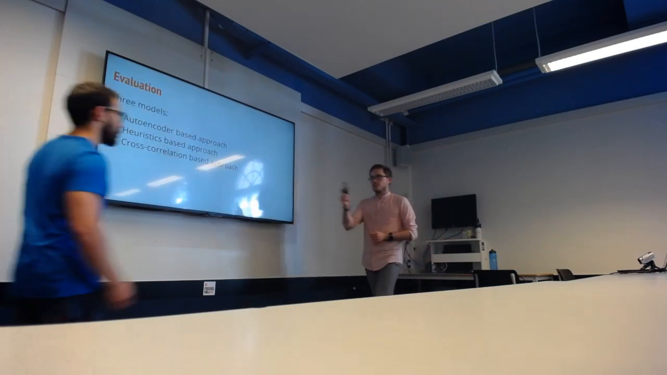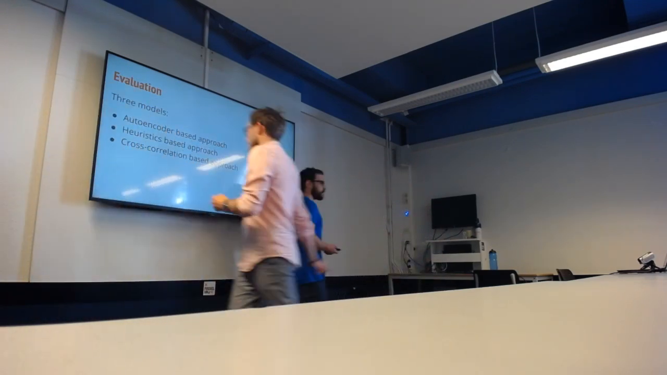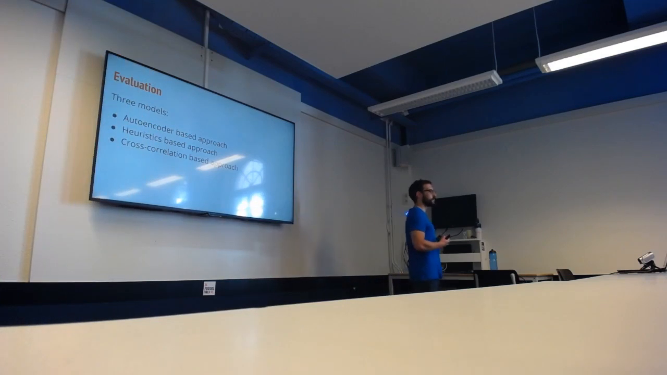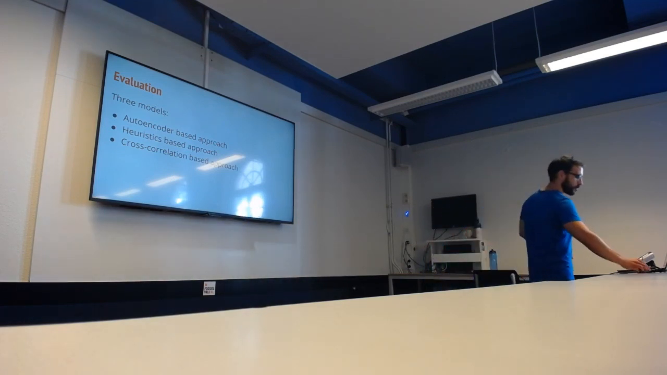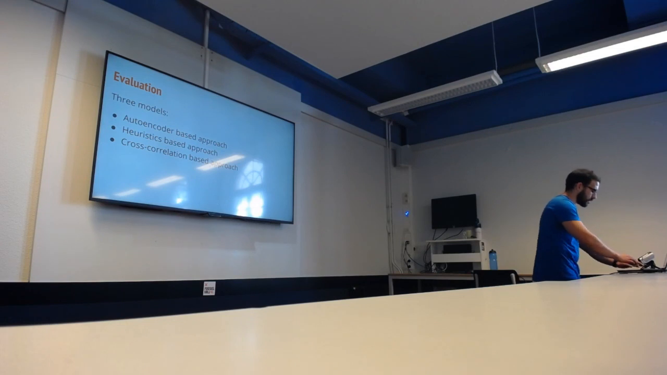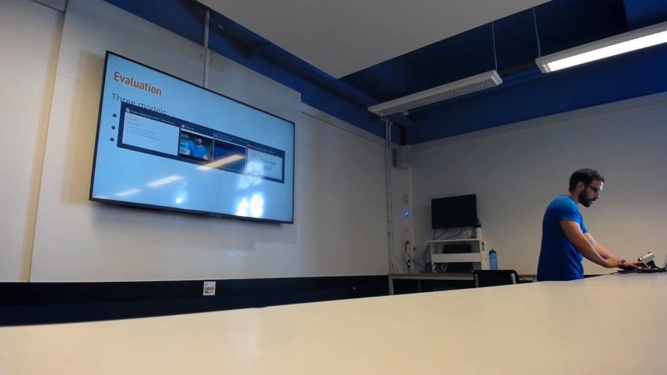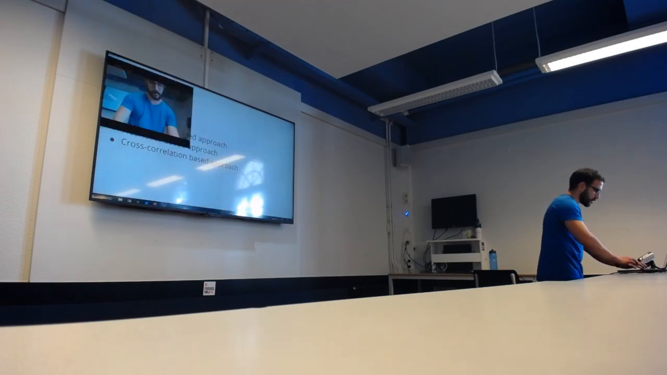That's it for my part. Now we're going to explain the evaluation part of this project among the three models that we have: autoencoder, heuristics, and cross-correlation based. And if you don't mind, I will get rid of this and try to make a real demo.